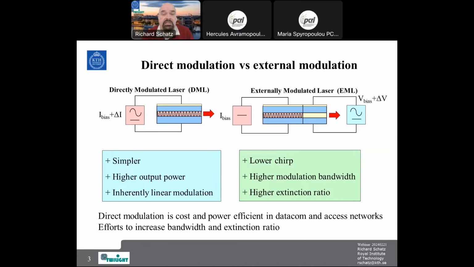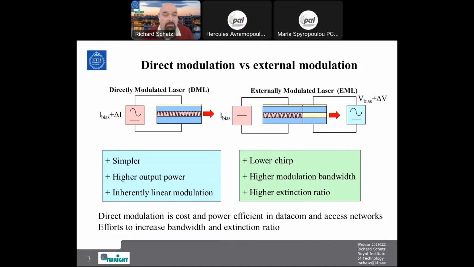The externally modulated laser has lower chirp. Chirp means that the wavelength changes when you change the intensity. In the externally modulated laser, that problem is much less. It also normally has higher modulation bandwidth and also higher extinction ratio. That means that there is a larger difference between the zeros and the ones. So in a directly modulated laser, maybe you can have the one symbols that are 4 times brighter than the 0 symbols, whereas in the externally modulated laser, it can be more than 10 times, even 20 times brighter ones than zeros.